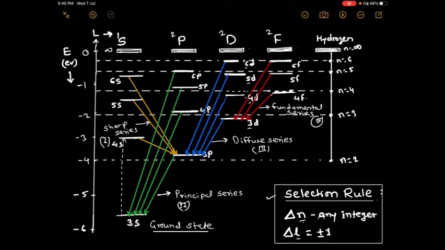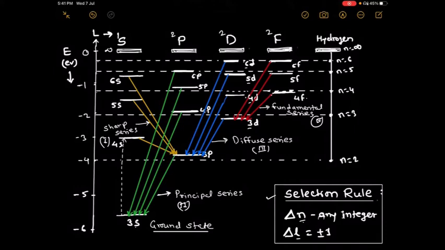Now, how do we write here? See, for a given n value, the lower L values, meaning S, P, D, always lie deeper according to the Sommerfeld model. As well, if we compare with the hydrogen energy level diagram, it shows that all energy levels in sodium always lie deeper than the corresponding levels of the hydrogen atom. Means n equal to 2 is the lowest energy state for hydrogen.